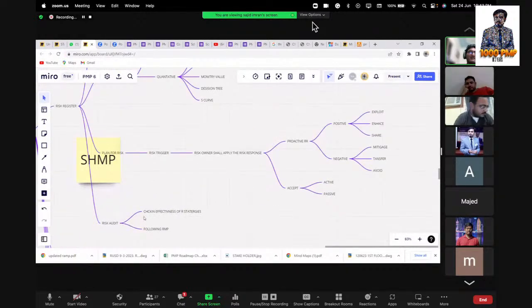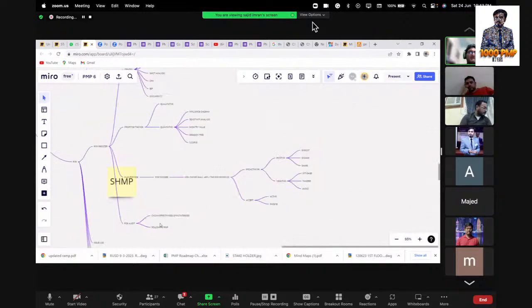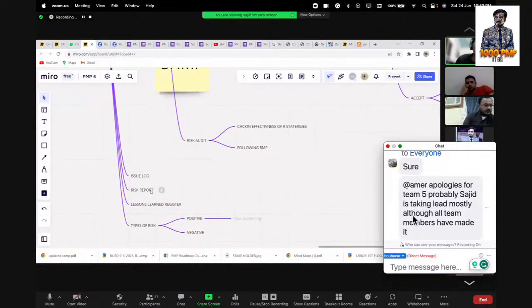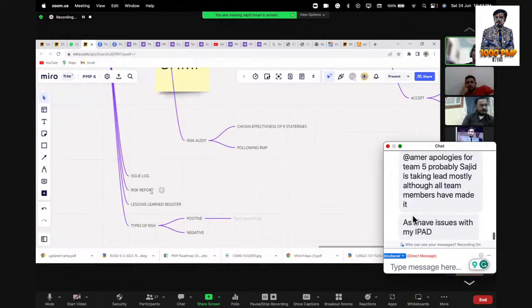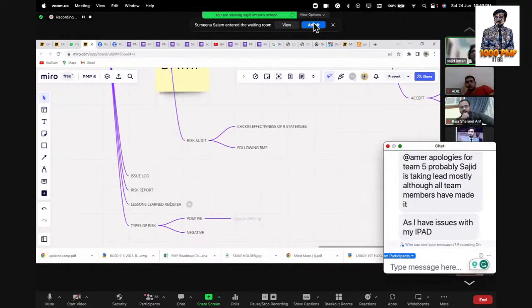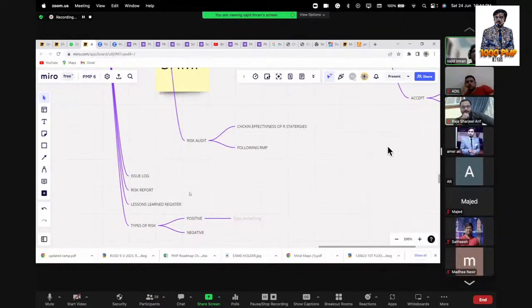Risk audit: we check the effectiveness of the risk strategies and whether we are following the risk management plan. Then we have an issue log available. If there is anything not available in the risk register and it happened, it's an issue. It will go in the issue log. Risk report will be there. Lessons learned register will be there to register any risk and risk response and how it went.